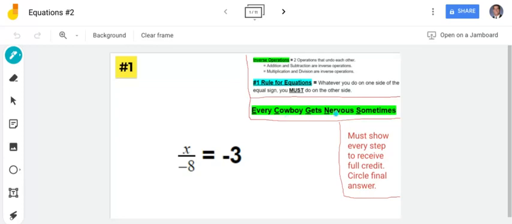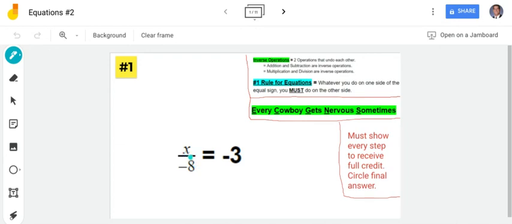A little note here: you must show every step to receive full credit. Okay, you have to show your work, and your work must make sense. If your work does not make sense and somehow you got the correct answer, you will not get credit for the assignment. Your work must make sense. I must be able to read it. Circle your final answer.